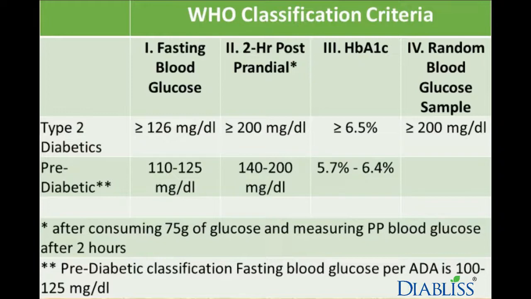Among the 4 classification criteria, HbA1c is typically used most extensively, as this is the most useful metric since it is indicative of 3-month blood glucose control. There is a difference in pre-diabetic criteria between WHO and ADA. Per WHO, pre-diabetics are those individuals whose fasting blood glucose is between 110 to 125 milligrams per deciliter, whereas ADA classifies a narrower range of 100 to 125 milligrams per deciliter.